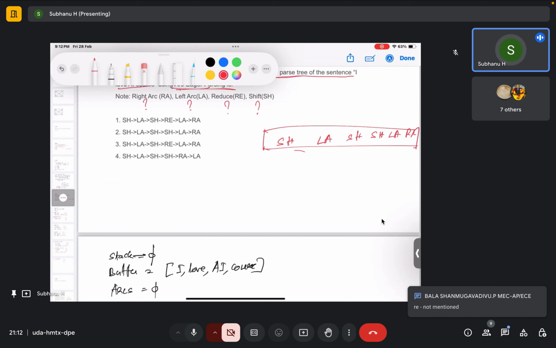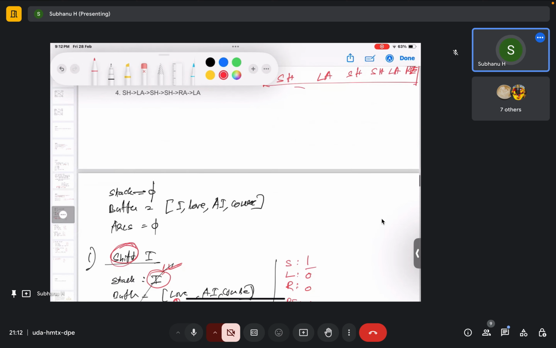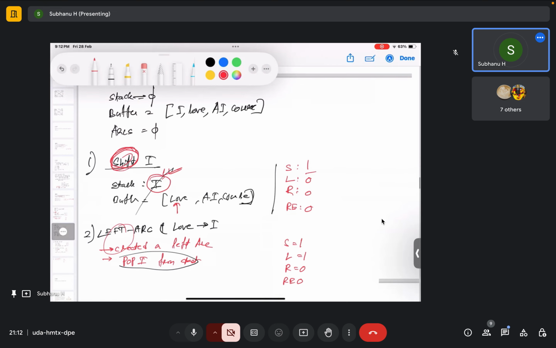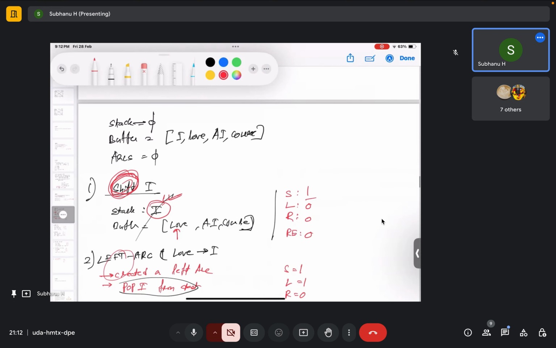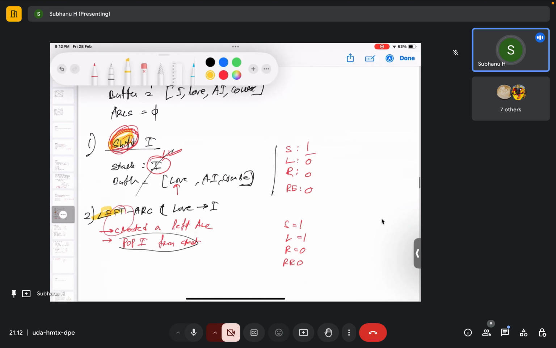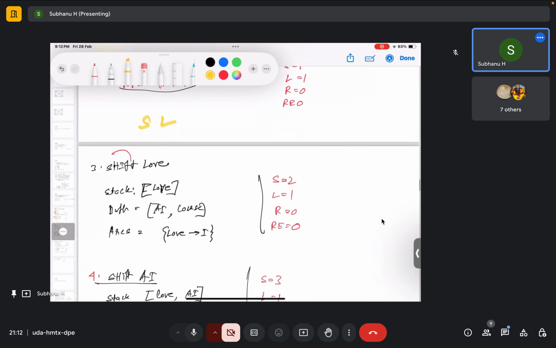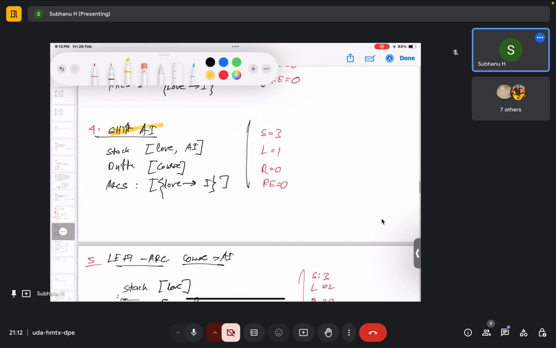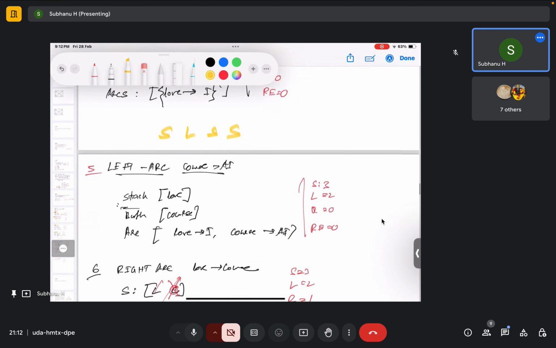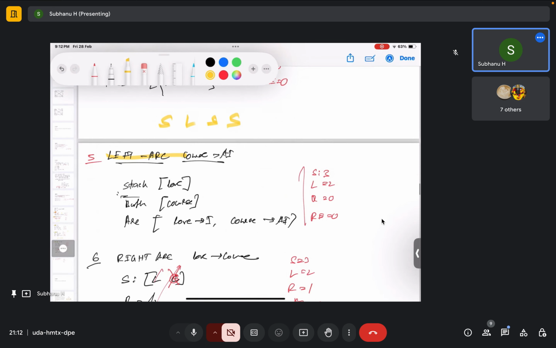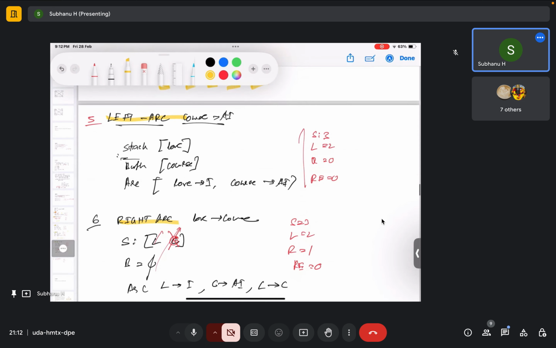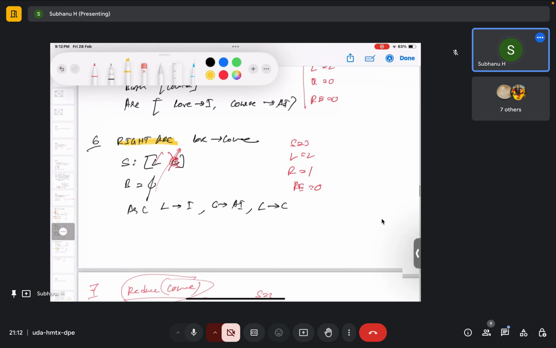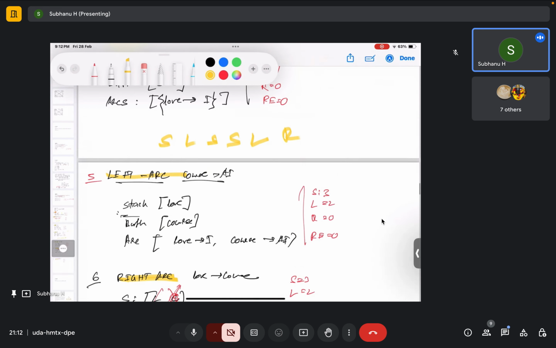Yes. So now I have mentioned it. You see, the first one was shift. Then I had shift, then left, so that is SL. Then I have shift, SLS. Then I have shift, SLSS. Then I have left. Then I have right arc. Then reduce. Sorry, in the next page it was. So this should be the answer.